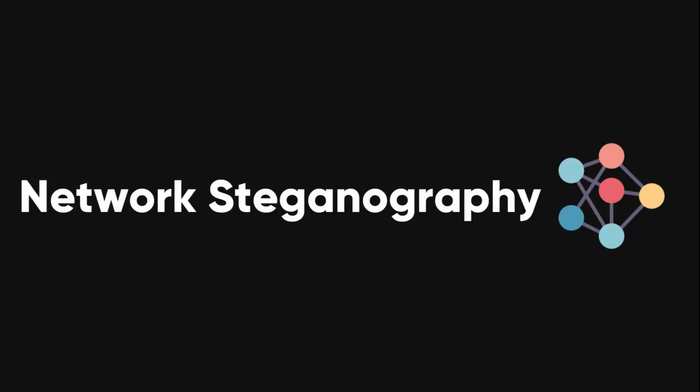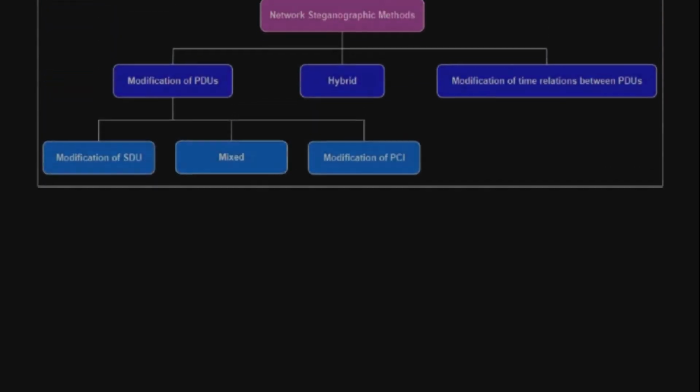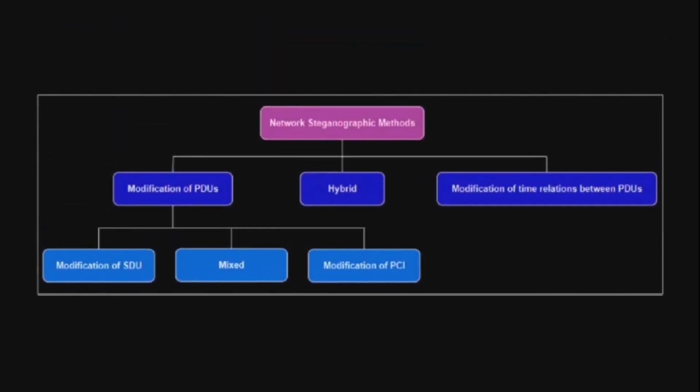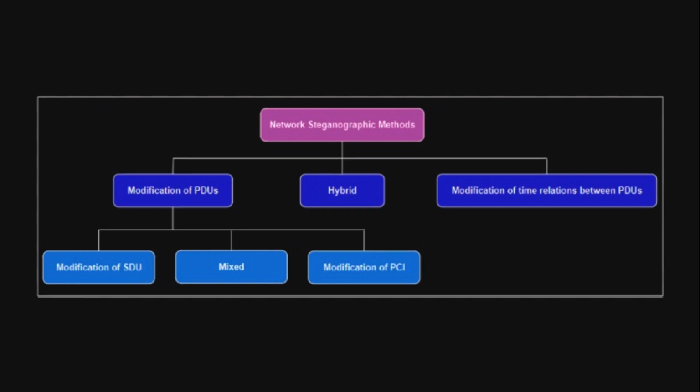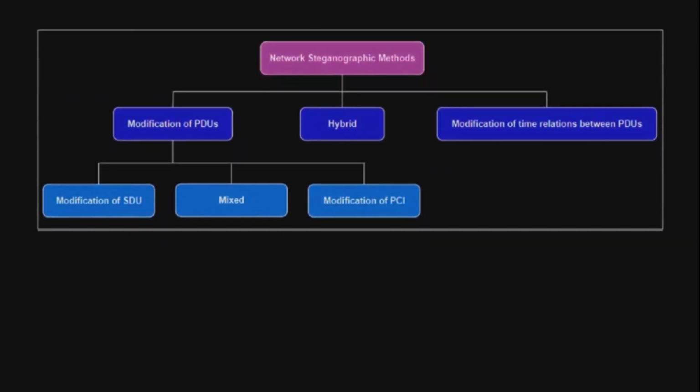Network steganography is less common but intriguing. It involves hiding messages in network traffic. These hidden messages can be found in the data packet's payload or headers when examined by the receiver.